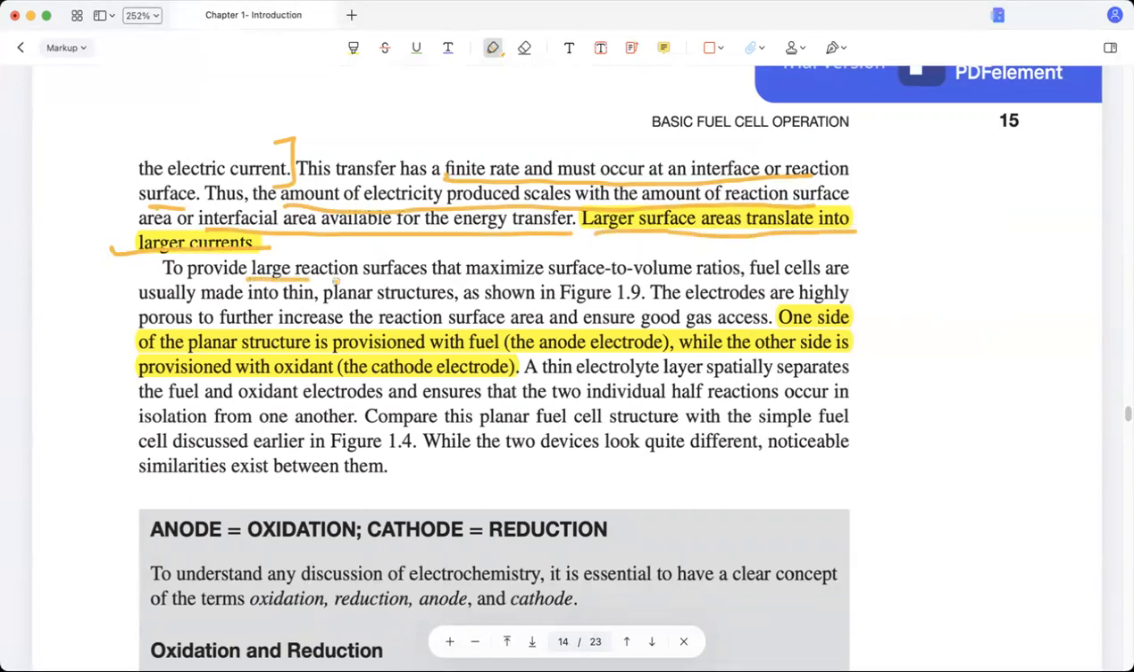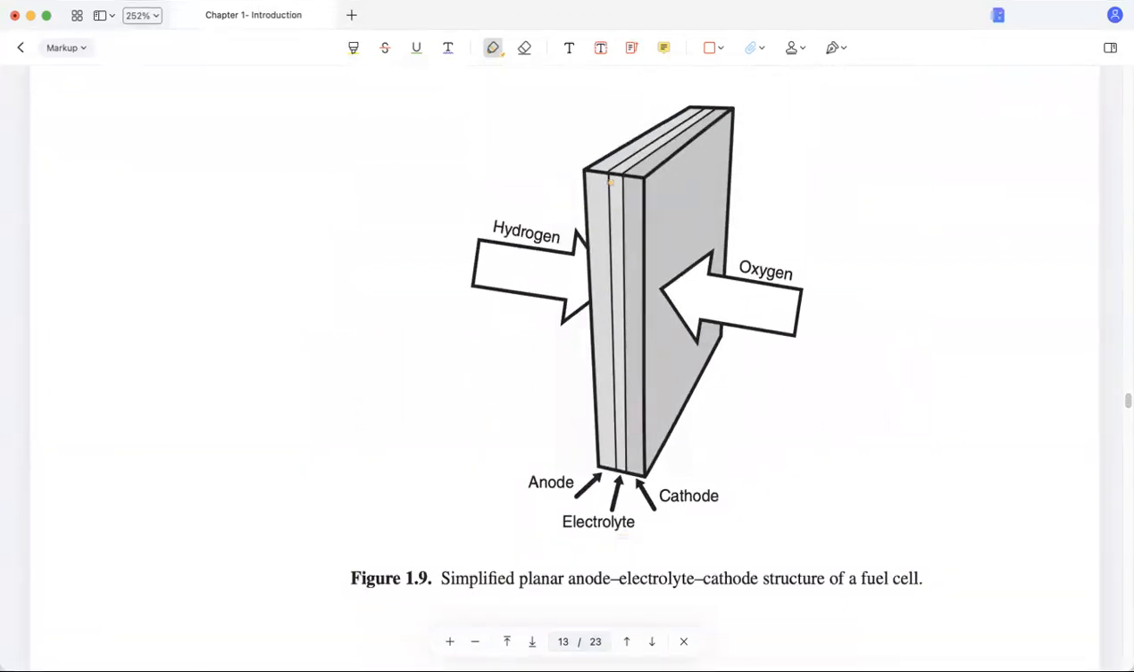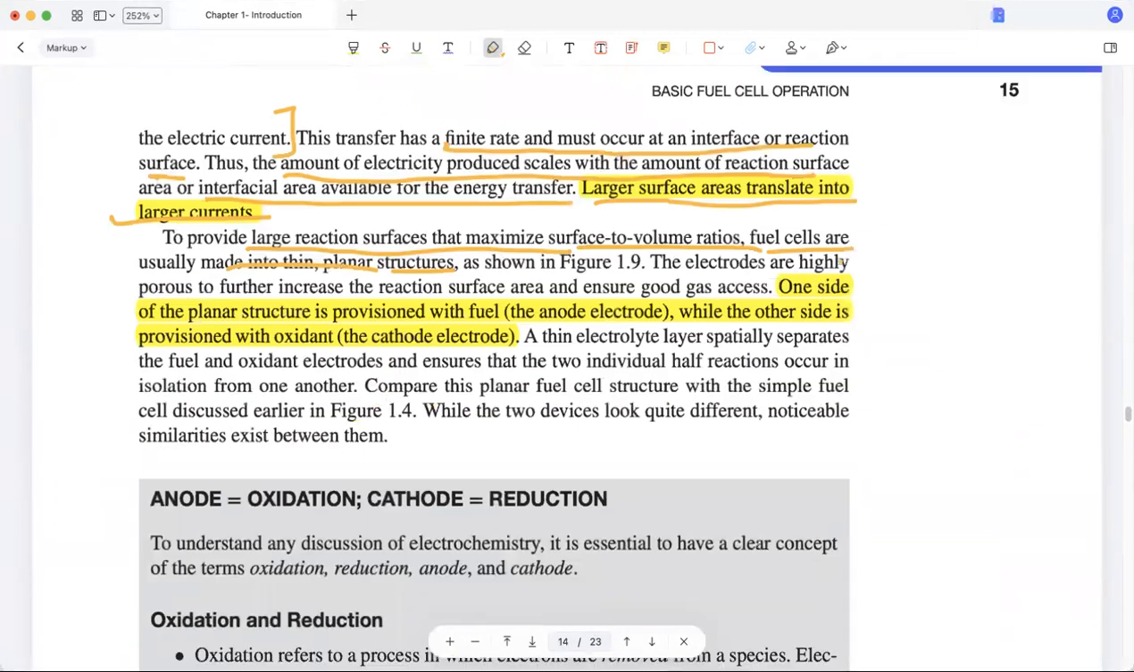To provide large reaction surfaces that maximize surface to volume ratio, fuel cells are usually made into thin planar structures, as shown in this figure. This is your planar structure. So here you have a thin membrane of your electrolyte. This is your electrolyte layer. Here you have your anode, this is your cathode, and here you have hydrogen, and here you have oxygen. So this is a very simplified planar anode electrolyte cathode structure of a fuel cell.